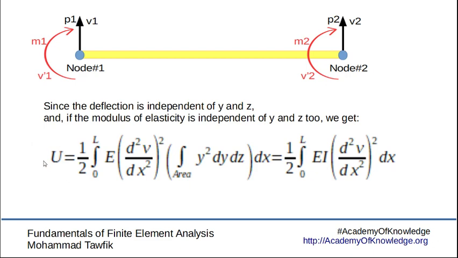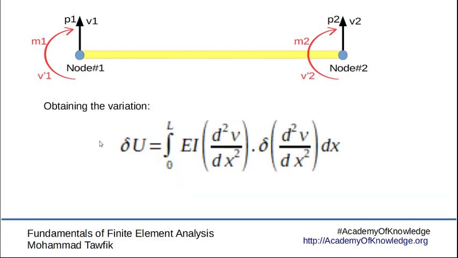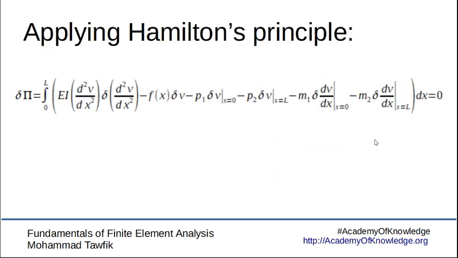Now we have the elastic energy, or the strain energy, in terms of the lateral deflection only. Taking the variation of that, we have the second derivative of V multiplied by the variation of the second derivative of V as well. Adding those two terms together, the potential energy and the external work done, we get this expression. Don't be confused by the signs here. I just used the negative sign to put the potential energy first. It doesn't matter, because at the end it's equal to zero, so the negative sign will not change anything in our problem.